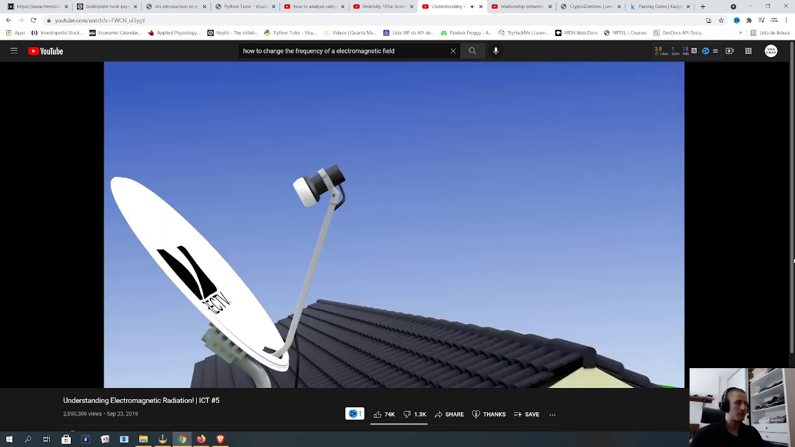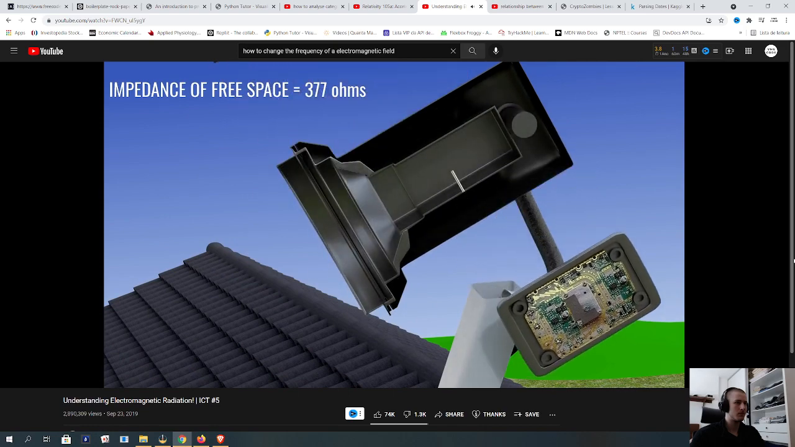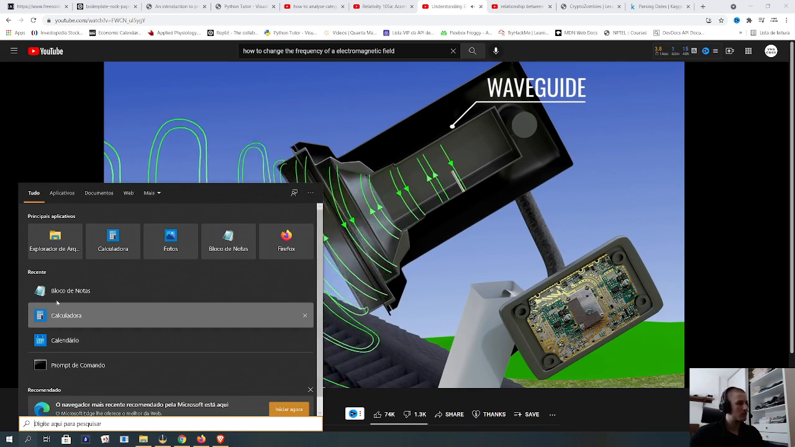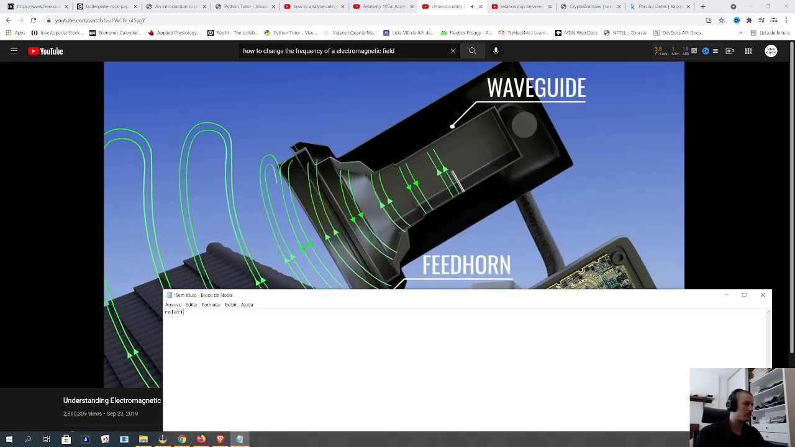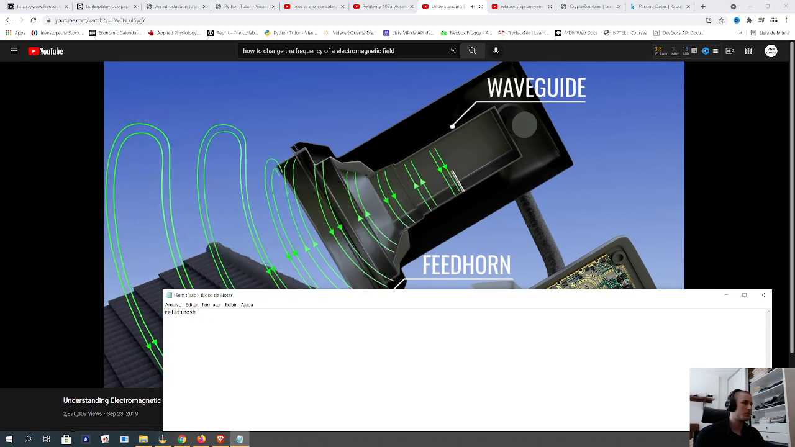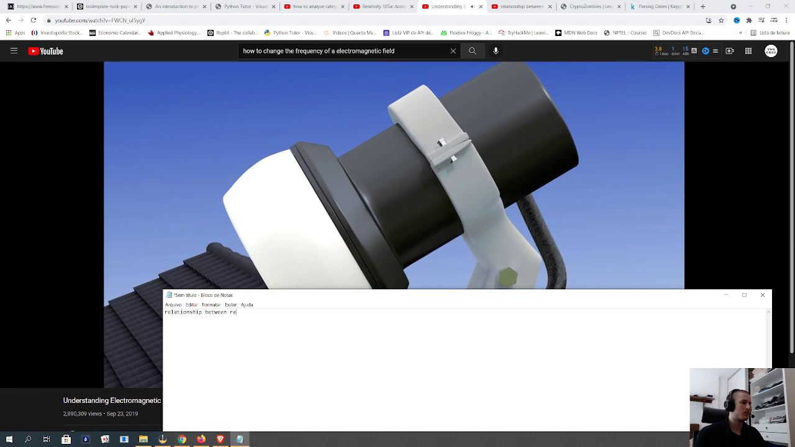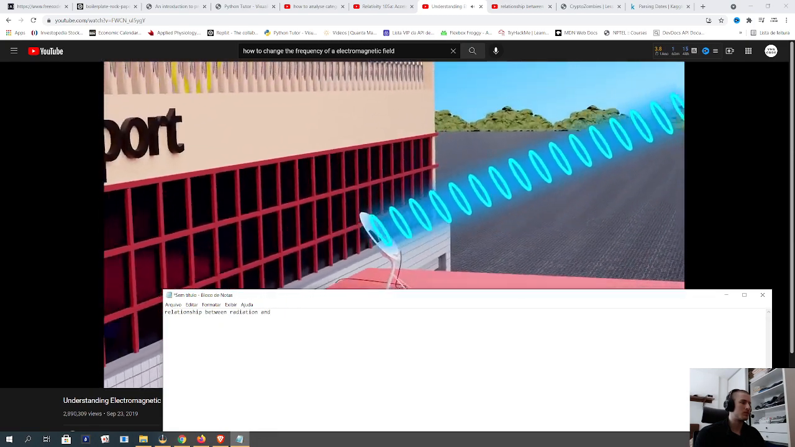Free space has an impedance value of 377 ohms. In a parabolic antenna, a waveguide is used as a transmission line, which has a different impedance value from the free space. That's why a feed horn is also included in a parabolic antenna. This way, the impedance of the waveguide is matched with the impedance of the free space so that the EM waves can be received properly.